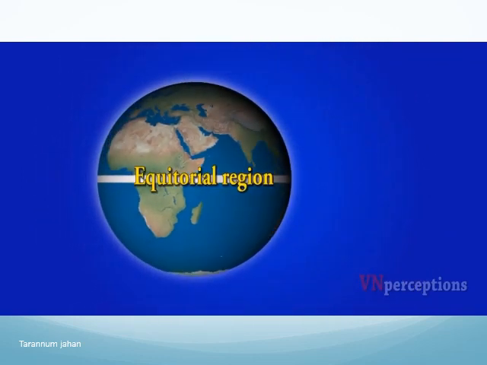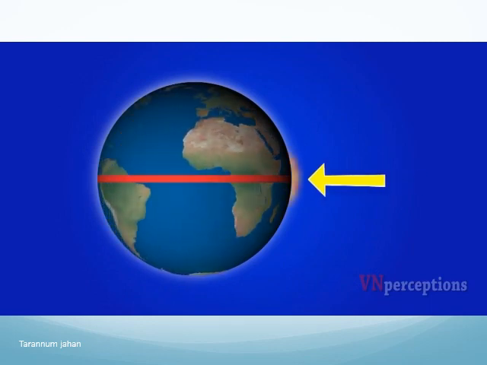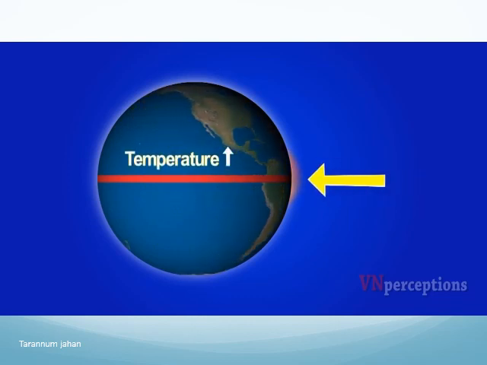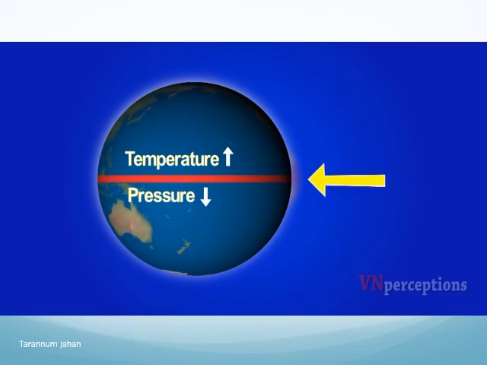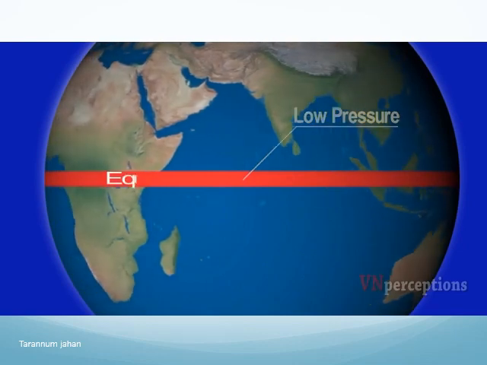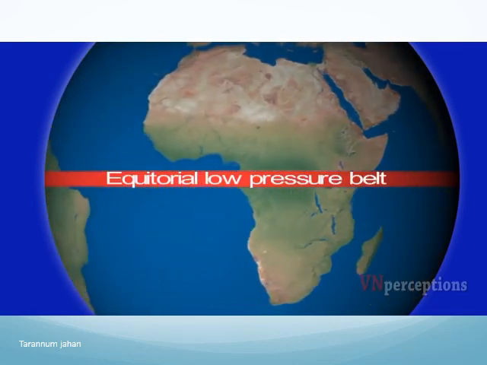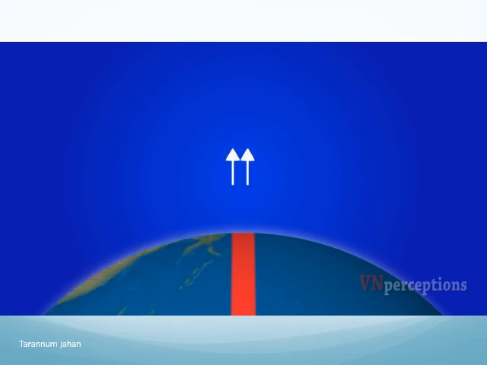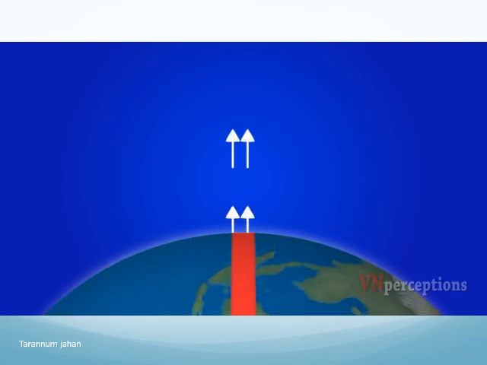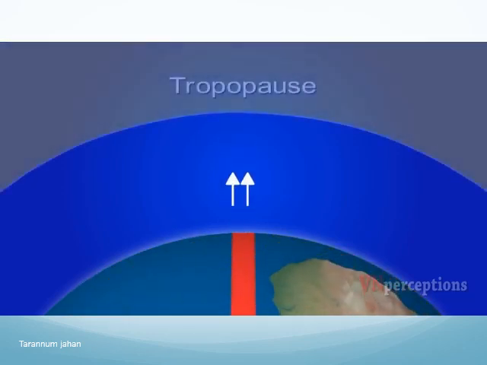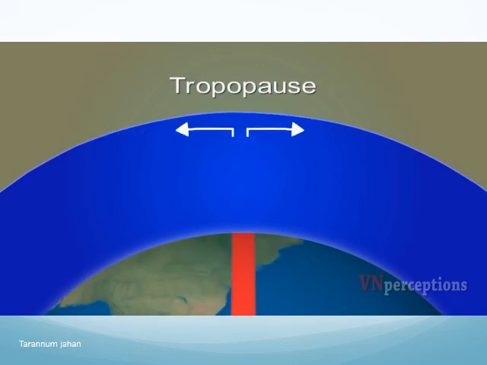Equatorial region receives nearly vertical rays of the sun, and this heats up the air near the equator. When temperature increases, pressure decreases. So along the equator we have low pressure, and we call this region the equatorial low pressure belt. The warm air starts rising up in the troposphere, and as the warm air is rising, the temperature drops. After rising up to a certain point, it stops rising because it becomes cooler and it is obstructed by the tropopause. So the air spreads out.